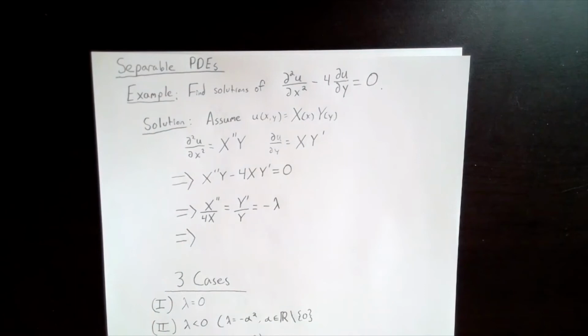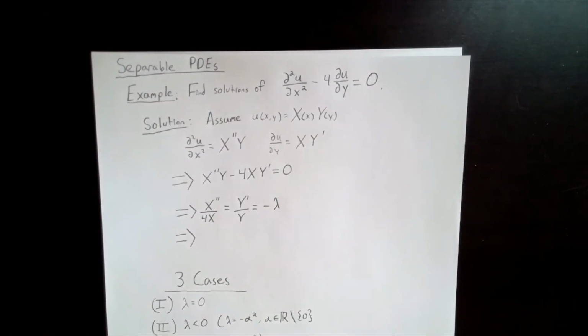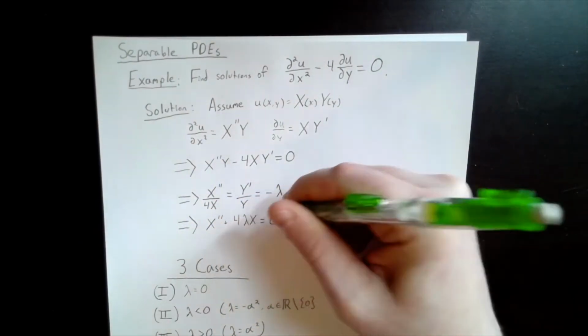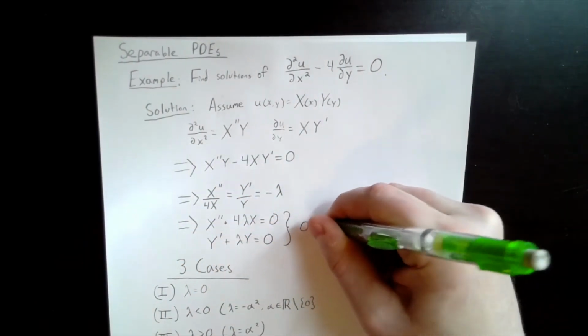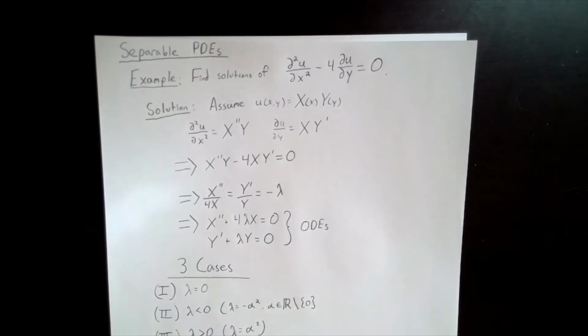Plugging these into our differential equation and separating variables, you see that we have two terms, one a function of x and one a function of y, both equal to a constant, negative lambda. We see that this results in two separate linear ODEs with constant coefficients, a second order equation in the function x and a first order equation in the function y. These can be directly solved using known methods.